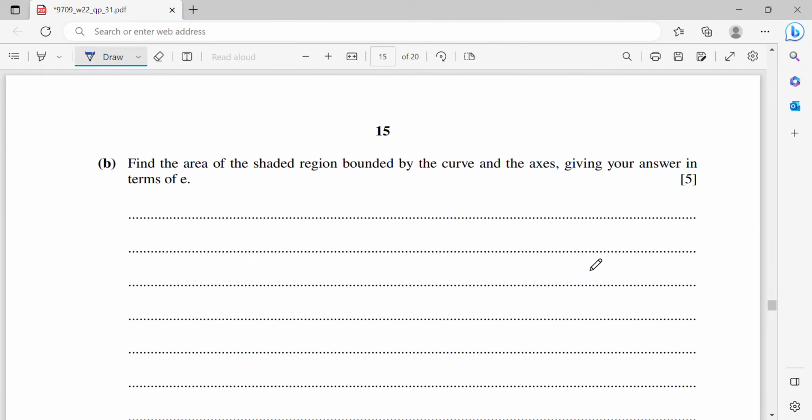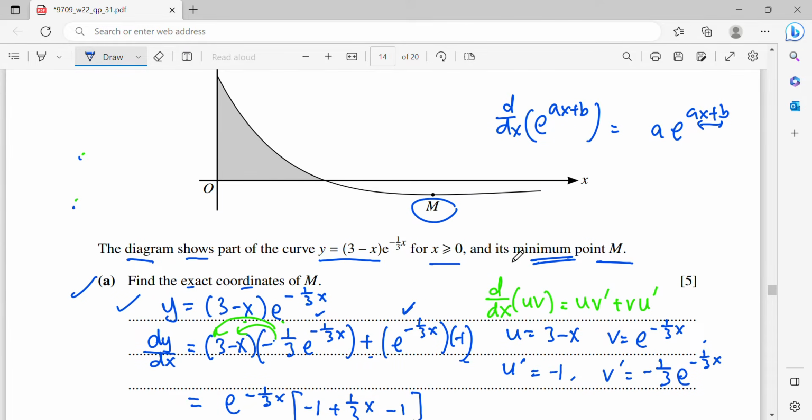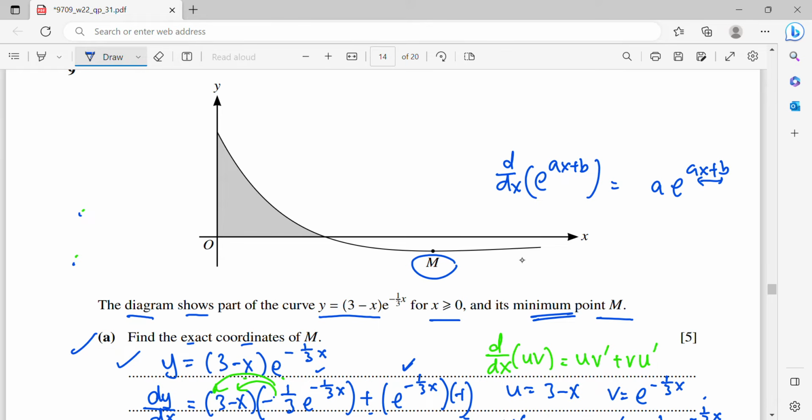So now part B, find the area of the shaded region bounded by the curve and the axis, giving your answer in terms of e. So now let's look at the graph. We need to find the shaded region, which means we need to find this intersection point between the x-axis and the graph. On this axis y equals 0, so now I need to let the curve equation be 0.